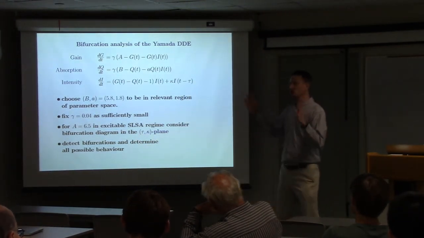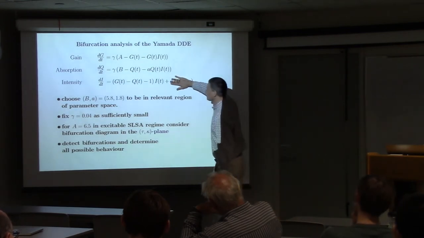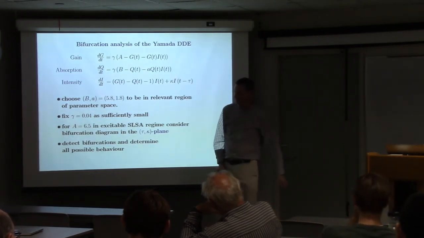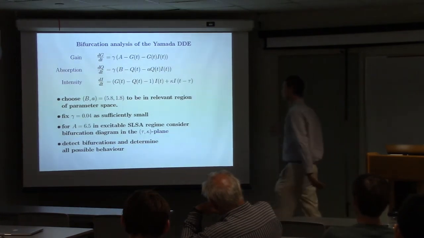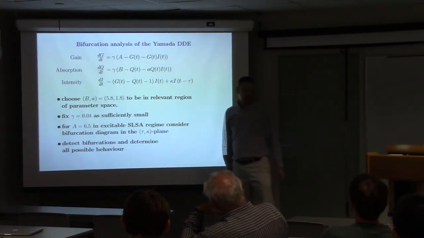This is the picture I showed you before of the equation without feedback. This was basically it, okay? In one paper, you can describe everything that can possibly go on in this system. And now let's have a look at what happens if you switch the feedback on.